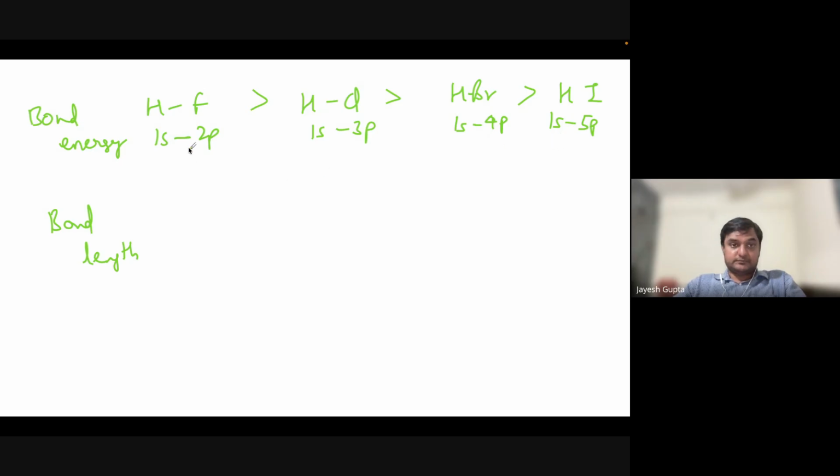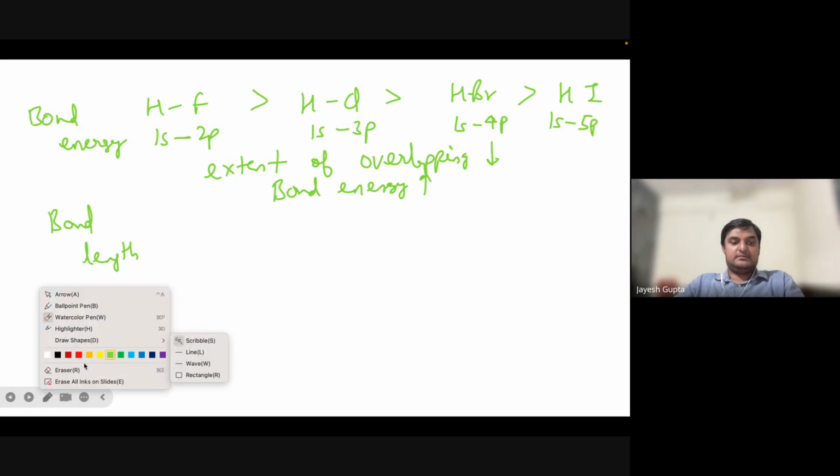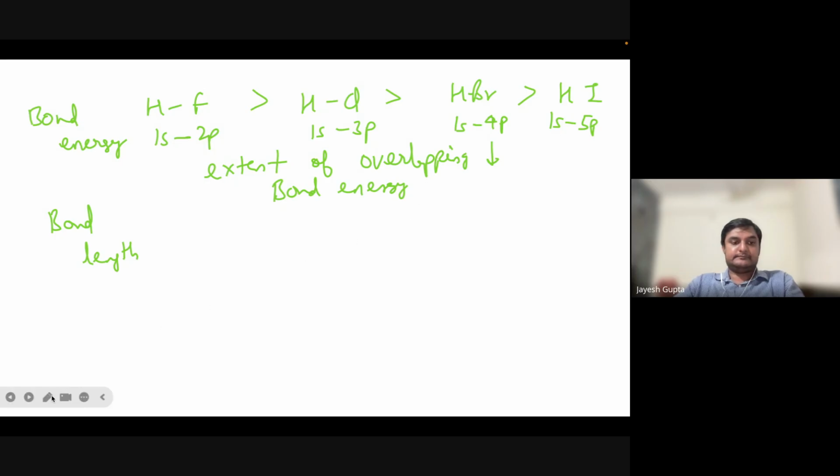So as you can see, the p orbital is increasing, so the overlapping area will be decreasing. The extent of overlapping is decreasing. So that's why bond energy will, sorry, bond energy will decrease. With less energy, it can be broken easily.